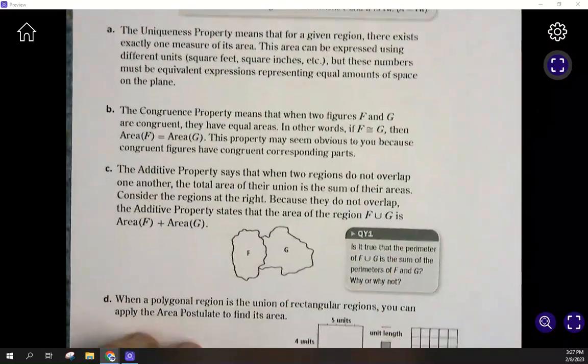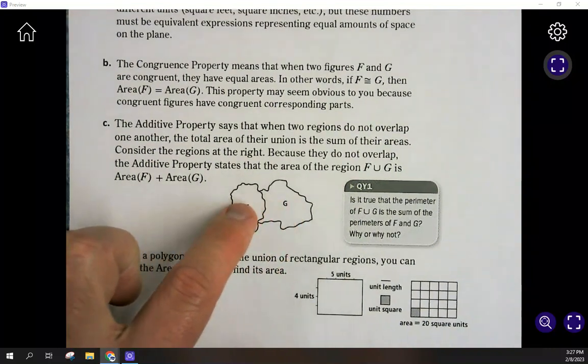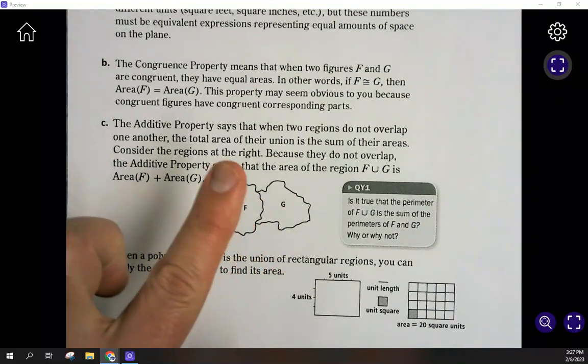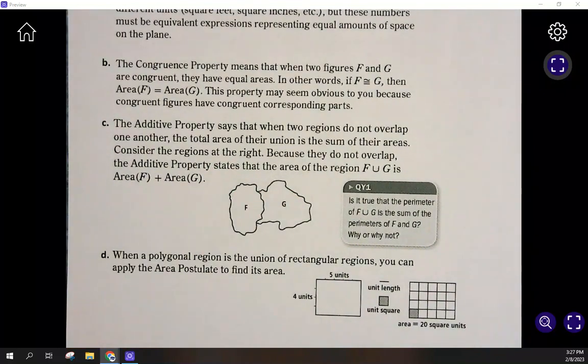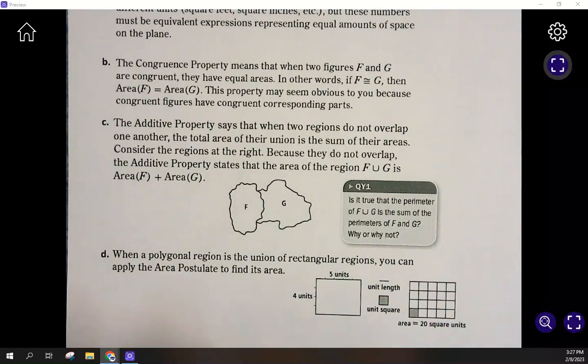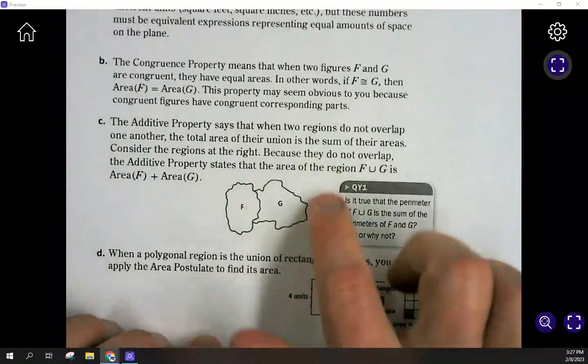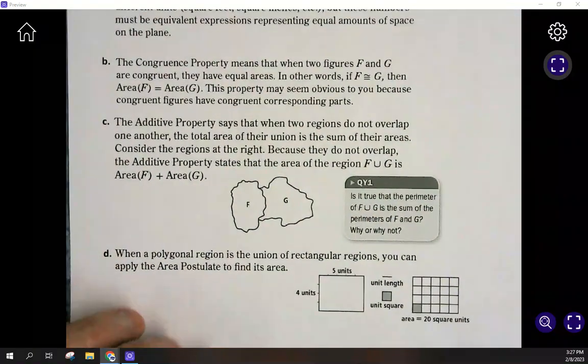Now, I added this quick little question right here just to get you thinking, because that seems really obvious. Is it true that the perimeter of the union of F and G is also the sum of the perimeters of F and G? Why or why not? So if I want the union of the areas of these two, I just add this area plus this area. If I want the union of the perimeters, do I take the complete perimeter of F and add it to the complete perimeter of G? Does that now give me the perimeter of this whole shape? And the answer is no.